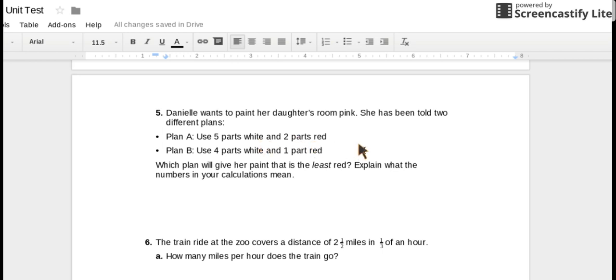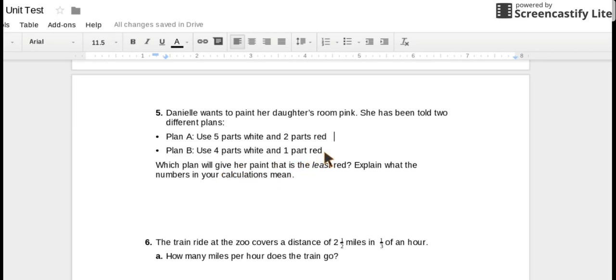This is question 5 of the test. Danielle wants to paint her daughter's room pink. She has been told 2 different plans. Plan A, use 5 parts white and 2 parts red. Plan B, use 4 parts white and 1 part red. Which plan will give her paint that is the least red? Explain what the numbers in your calculation mean.